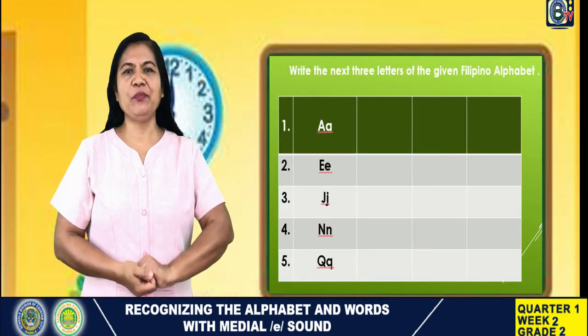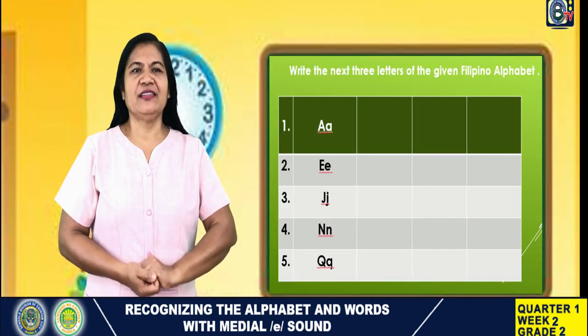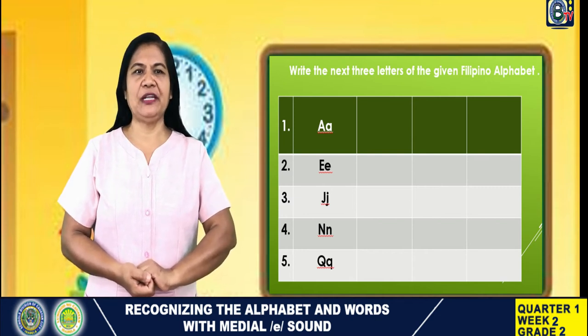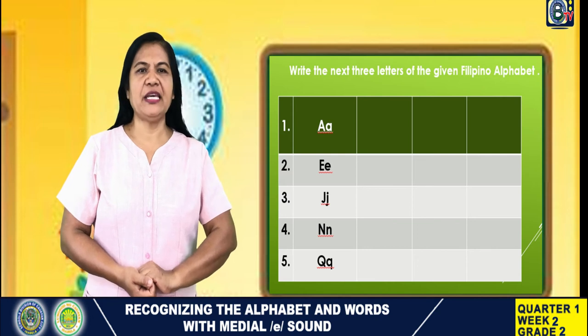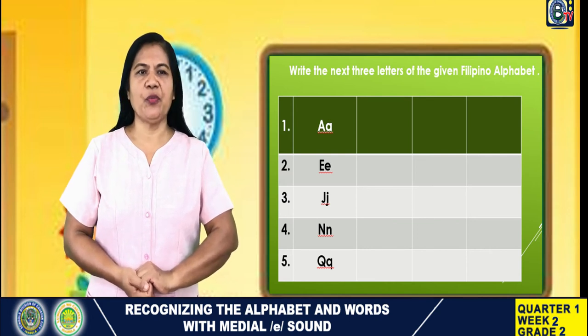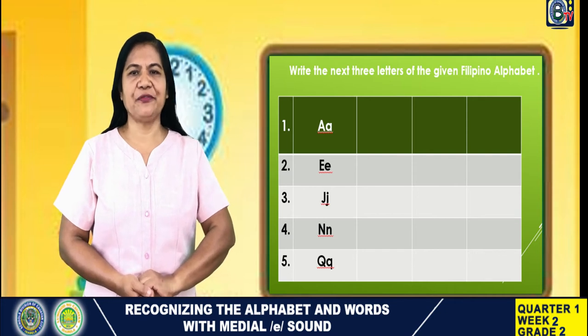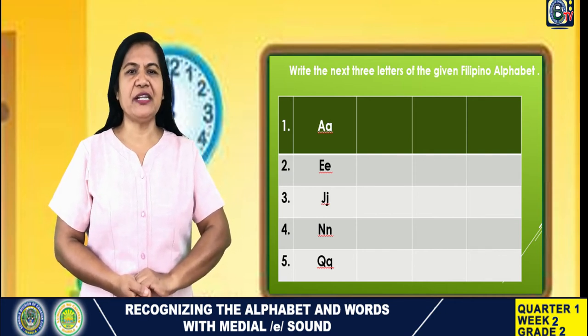Okay then, we're up to guided assessment 1. The direction is, write the next 3 letters of the Filipino alphabet. Place or write your answers on your module activity sheets. See Module Page 6 for this activity. You are given 3 minutes to do it.